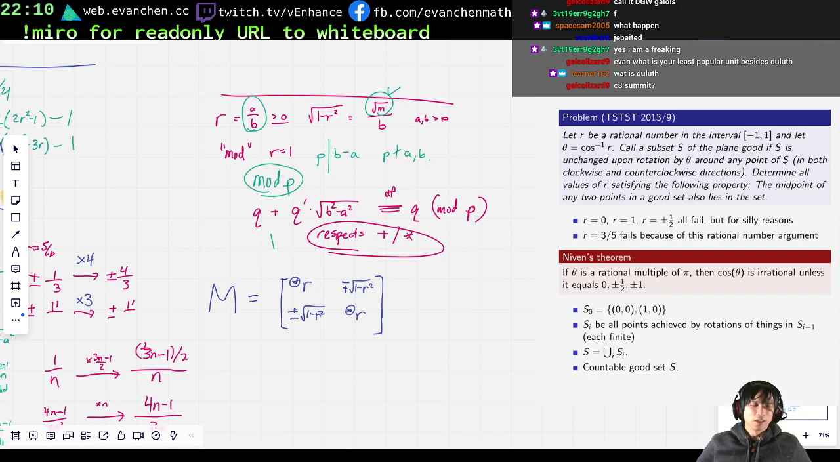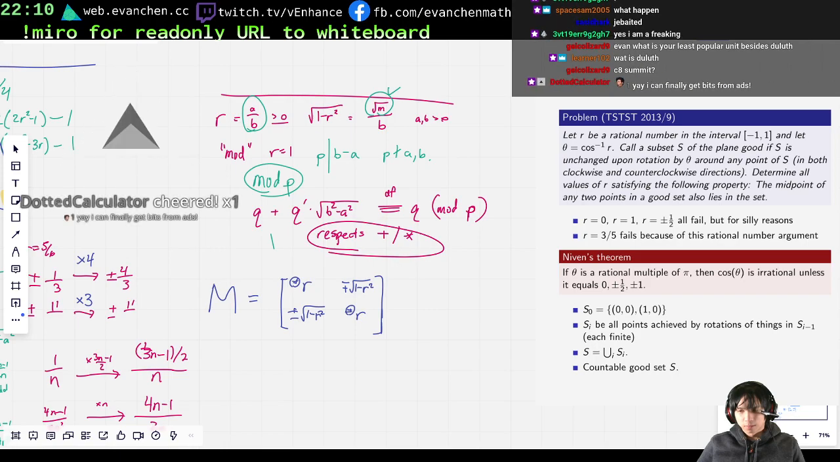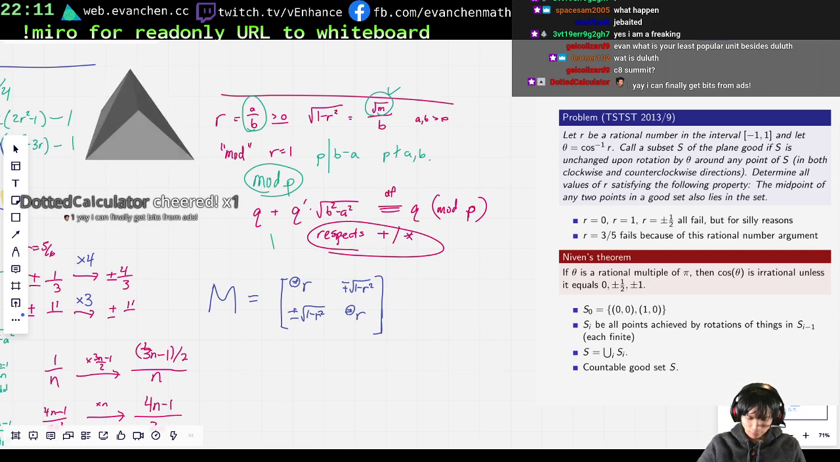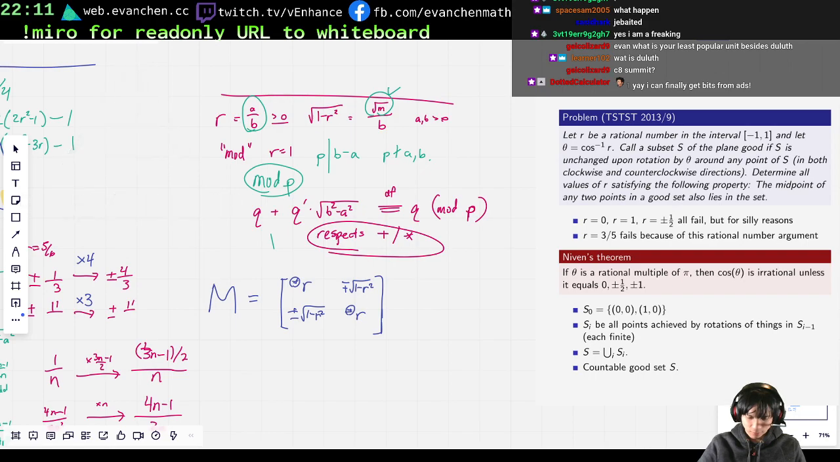I'm very confused. So for 3/4, why doesn't mod 7 do anything? The heck? What did I mess up?